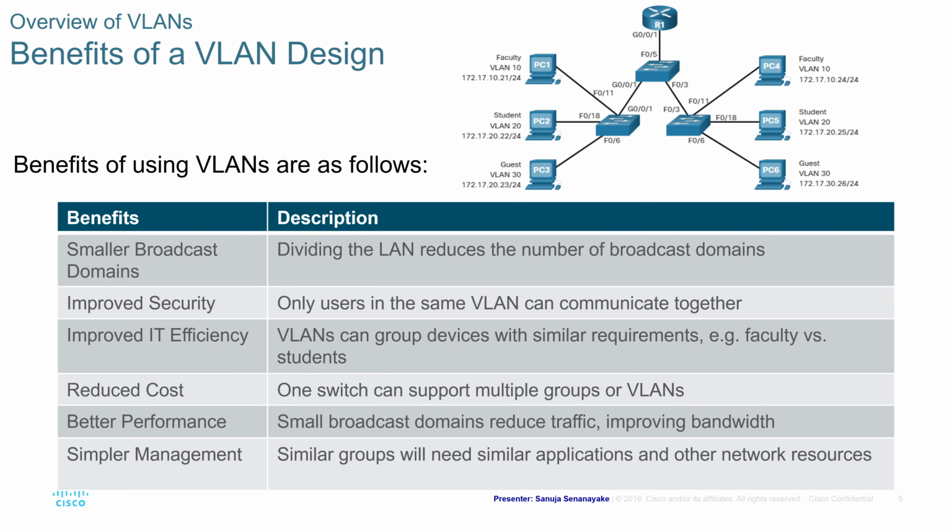So similar groups will need similar applications and other network resources. So for example, if you have an IT department and a faculty and a student department network, what's going to happen is IT may require more resources compared to students and guests, and therefore you can break them down through VLANs and allocate those resources according to the needs of separate departments through those VLANs.